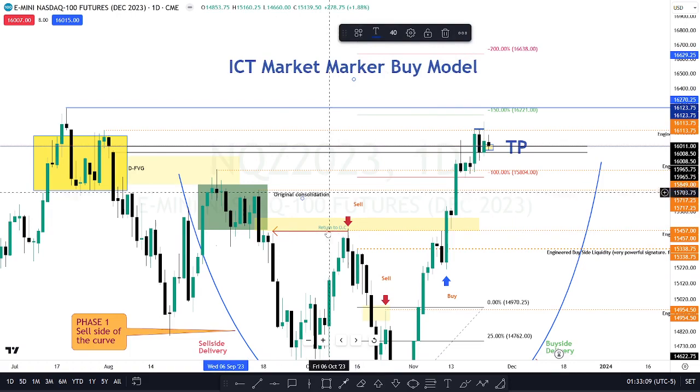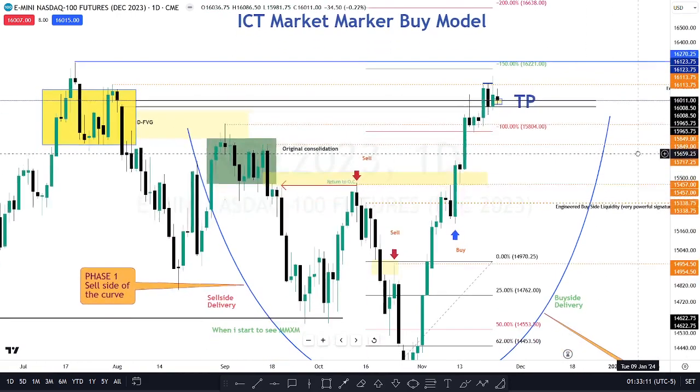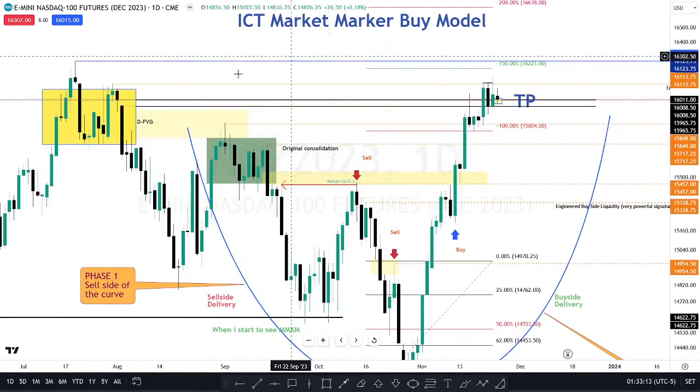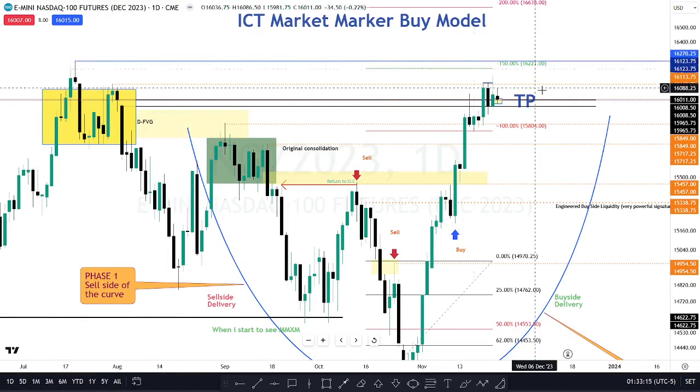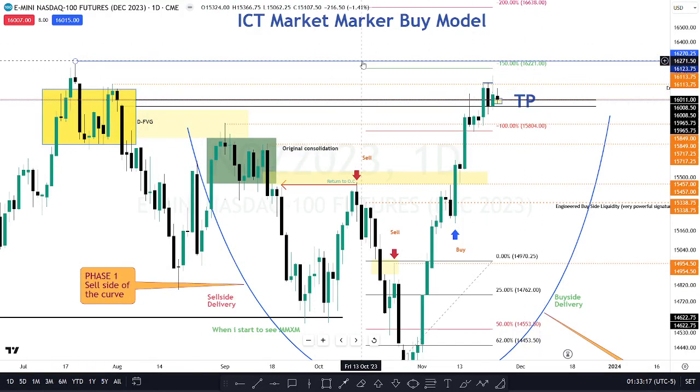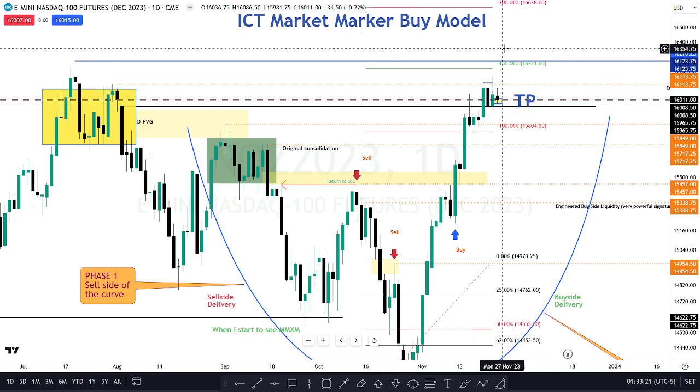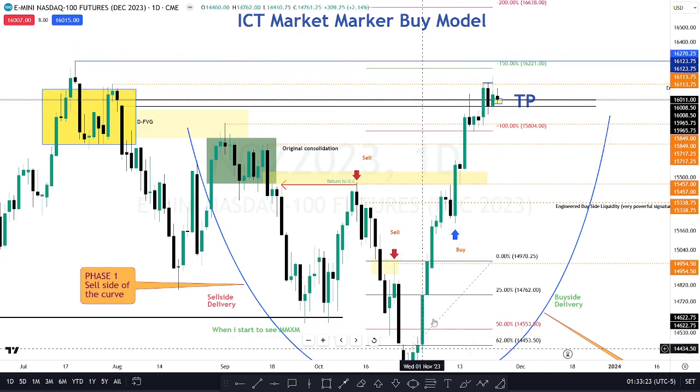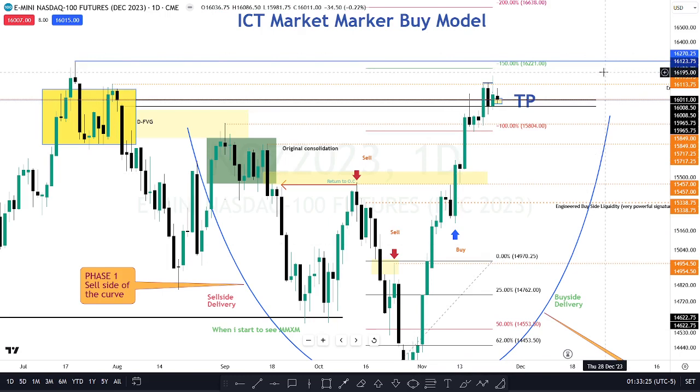Guys, I will keep on moving this, so you must be in line with this by now. So this is our draw on liquidity from the monthly and the weekly. So now we are on a daily. We know this being our draw on liquidity, and we had that. So how do we approach that?